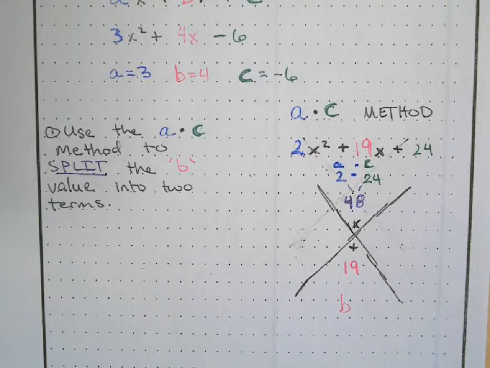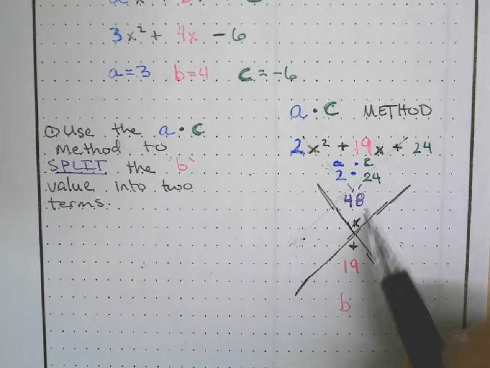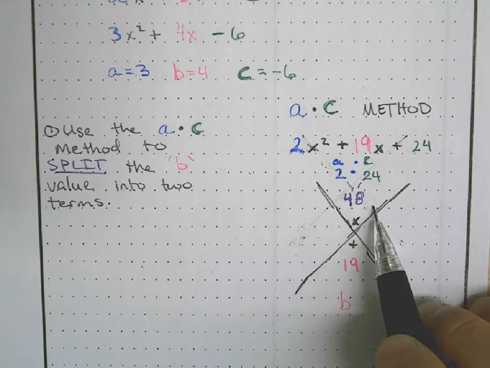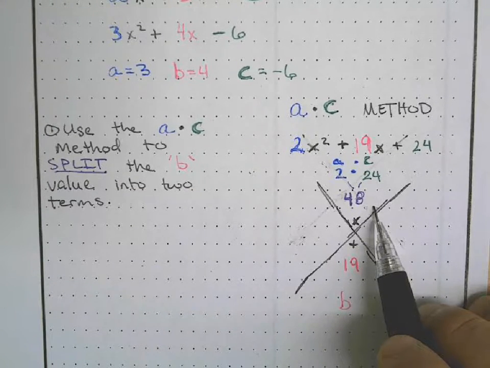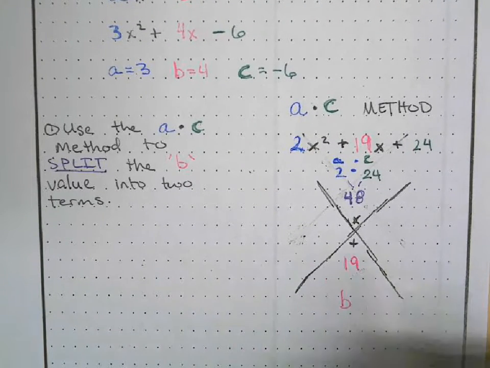Is how do I go through all the multiples of 48 and find the ones that when I add together equal 19? So we can start thinking, well, we can do 6 times 8 is 48, but 6 plus 8 is not 19. So I can't use 6 and 8. We could try 4 and 12. 4 times 12 is 48, but 4 plus 12 equals 16. So that is not 19.